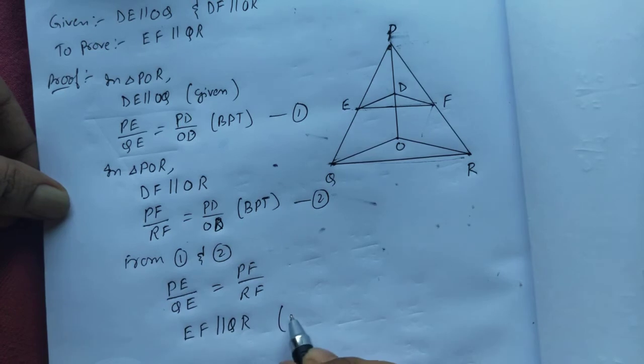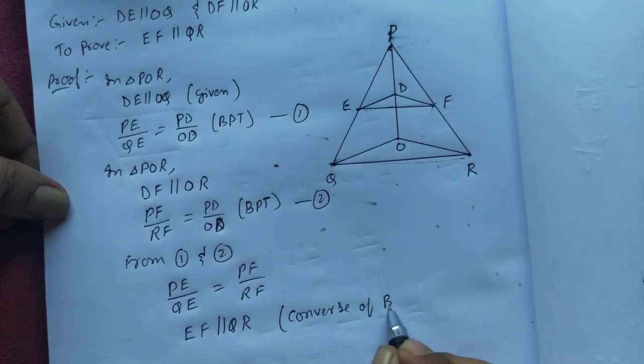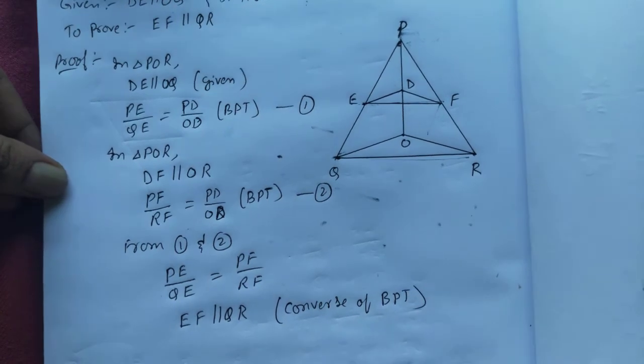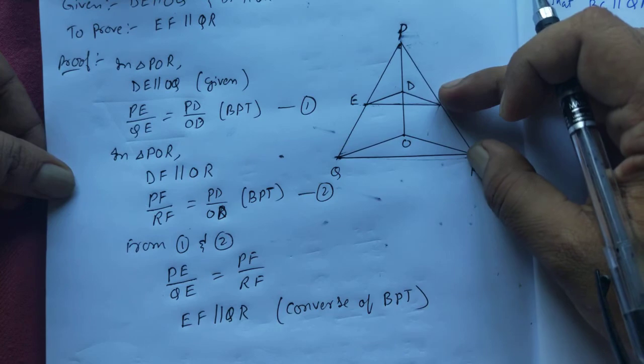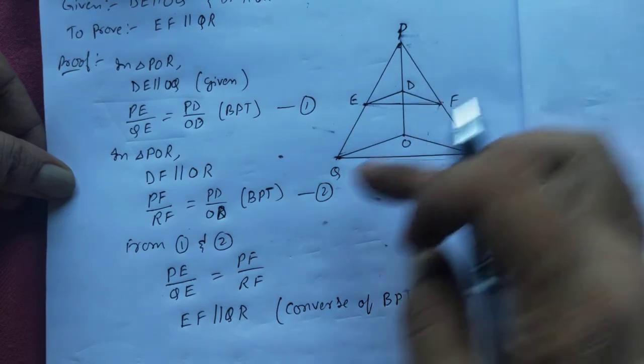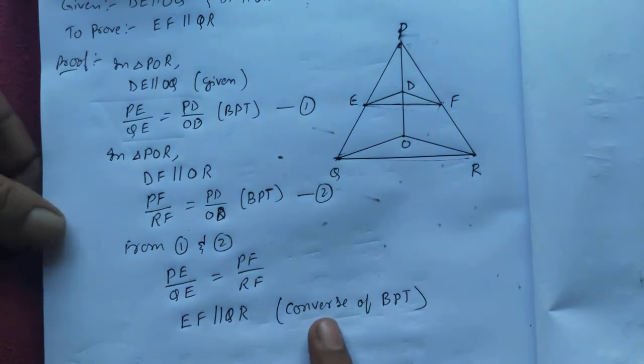Reason will be converse of BPT, basic proportional theorem. If the ratio of the sides of a triangle is same, that means the line joining will be parallel. Clear? Converse of BPT. You can pause the video to write the proof.